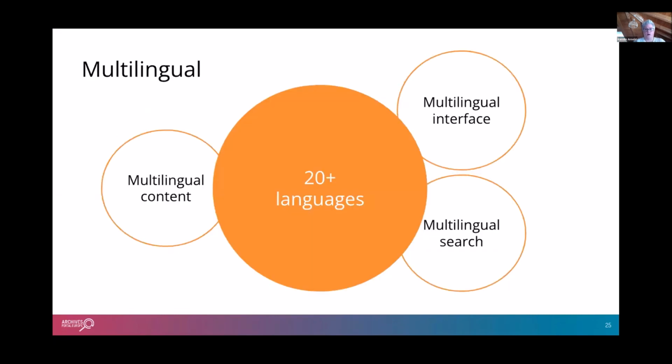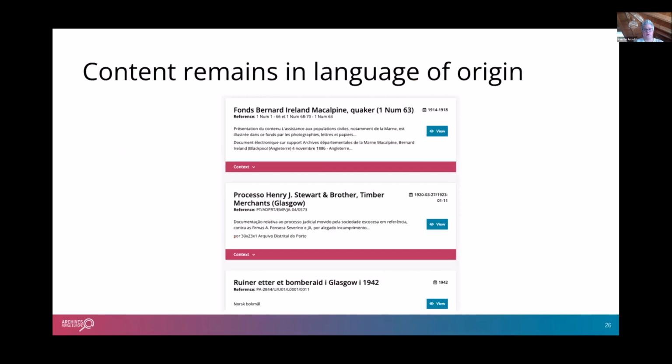We also are interacting with information in more than 20 languages. And that means we've got a multilingual interface and a multilingual search. But we also have multilingual content because we do not translate the content that we get from the partners. So the content and the data will always stay within their original languages. That means that you might get presented with some search results in several languages, and you might not always be able to understand all of them.